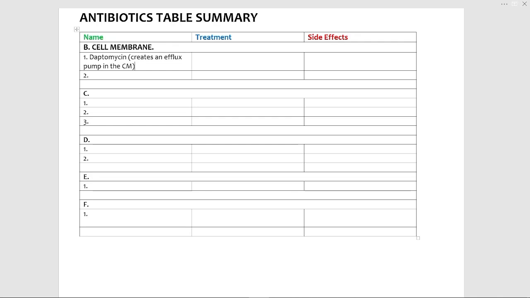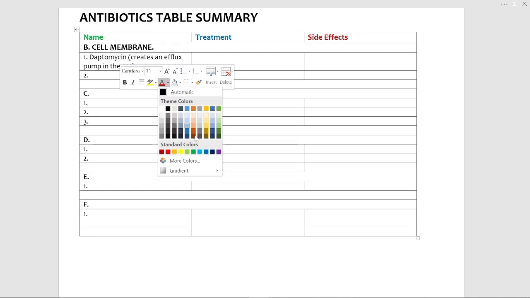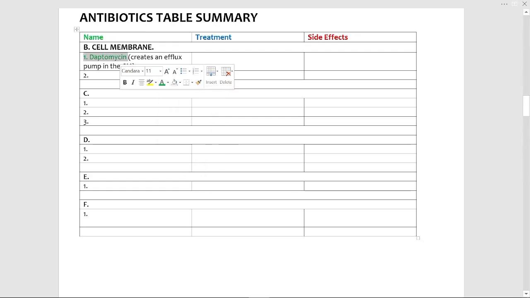So by interrupting or destroying the cell membrane, it means that you'll have an upper hand in killing the bacteria. So the first drug that acts on the cell membrane is daptomycin. Let me just highlight it in green. That's the first major drug that works on the cell membrane.